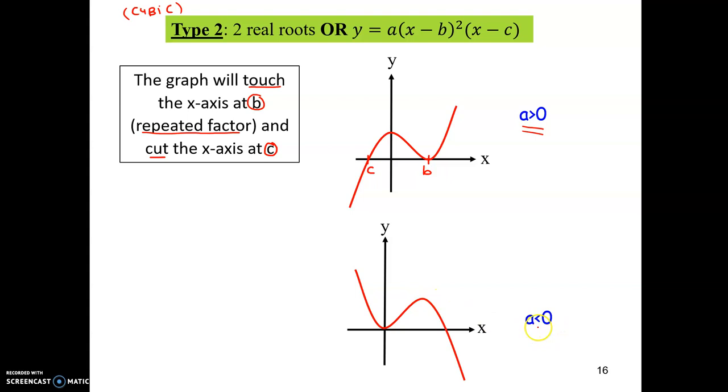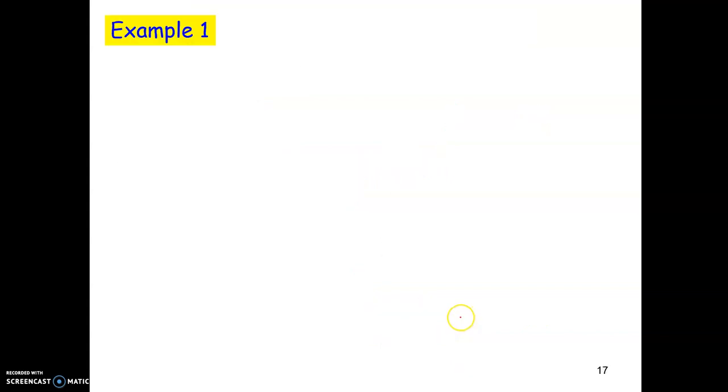So this is for a less than 0, so we got 2 points here. This one simply touches the x-axis, so this must be point b, where we have a repeated root. And this is point c, where we cut our x-axis. So let us try a few examples.